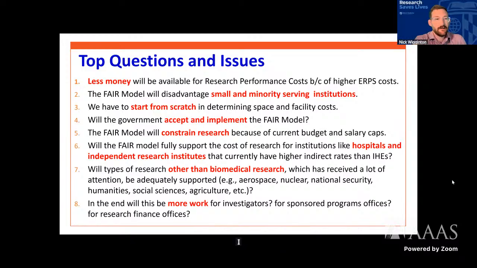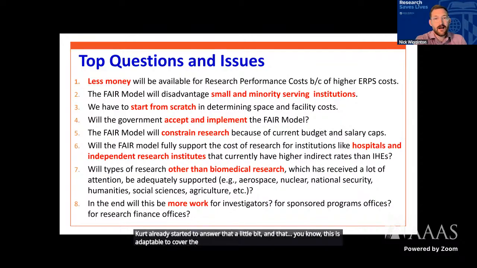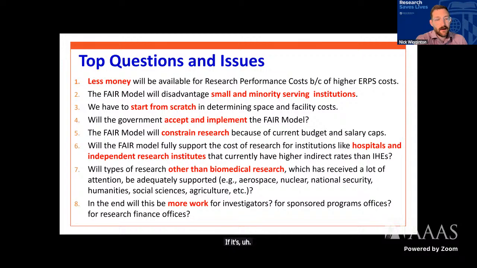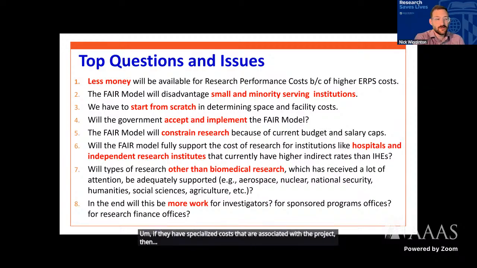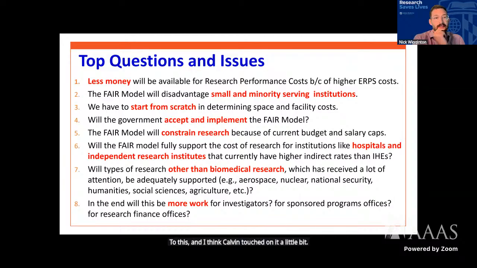I might jump in to answer that one. I'm Nick Wigginton. I'm Associate Vice Provost for Research at Johns Hopkins. Kurt already started to answer that a little bit, and that, this is adaptable to cover the variable costs and activities associated with each project, depending on what it needs. And so if it's biomedical, if it's social sciences, if it's humanities, if they have specialized costs that are associated with the project, and the institution builds a system to support those costs, then it will absolutely cover that. And I guess another part to this, and I think Kelvin touched on it a little bit, is that this is meant to be applied to every federal agency.